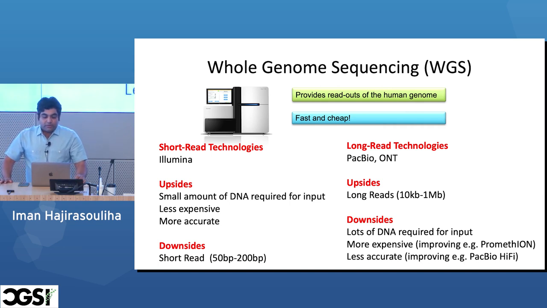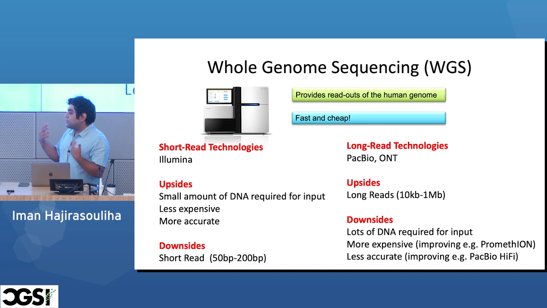So for the most part, there are two main types of these technologies: short read sequencing. Illumina sequencing is the majority of sequencing being done, as you probably know. The upside is you don't need a lot of DNA input. You can do it in a high throughput fashion very cheaply. And the base pair error rate is pretty low. But as you know, you get only short reads, like 50 base pairs to 100 base pairs.